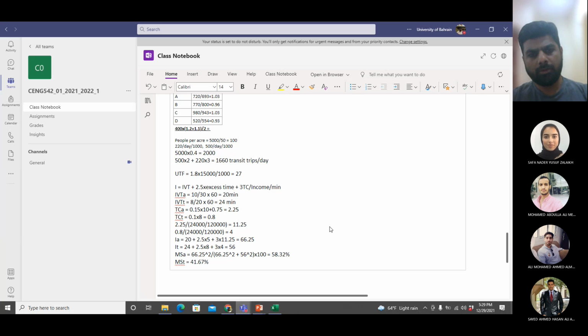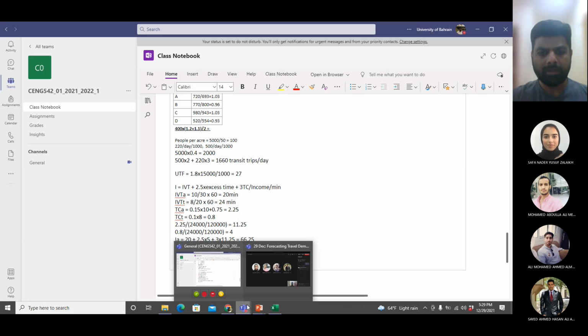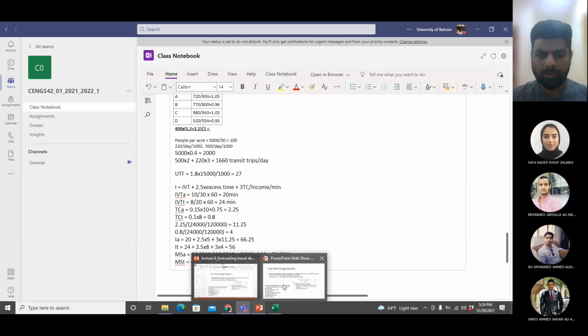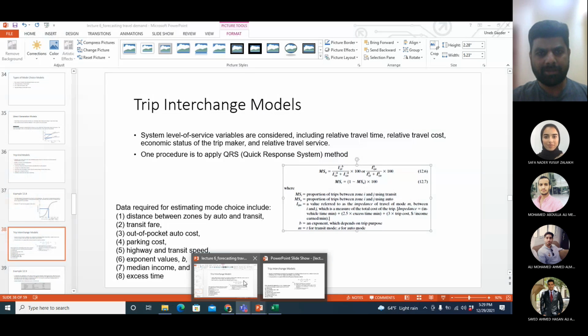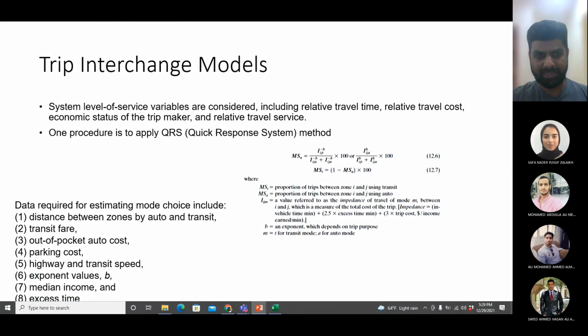Okay, so this is how you calculate using the impedance. You can say the impedance model, or they are saying the quick response model. This is the QRS method of calculating the mode choice. And this comes under the trip interchange model, where we are considering the characteristics of the system as well.